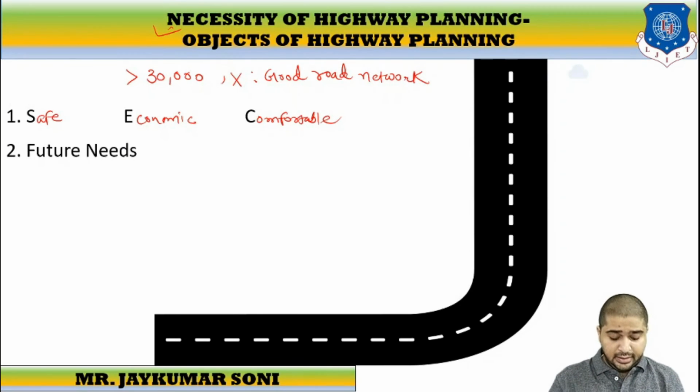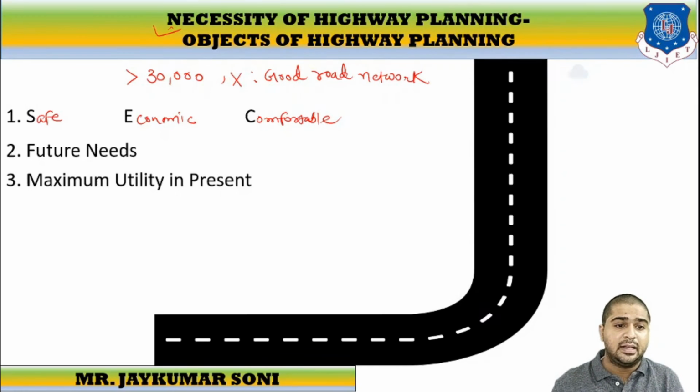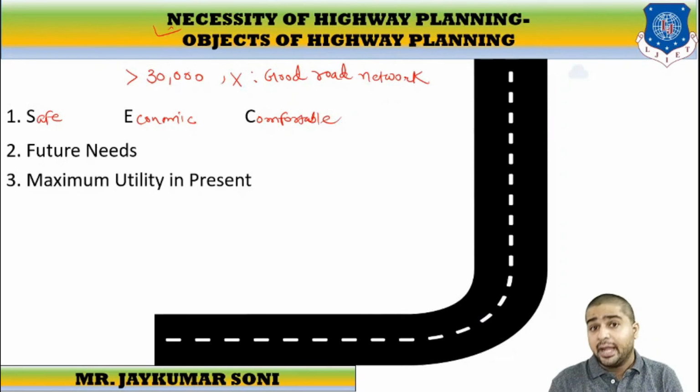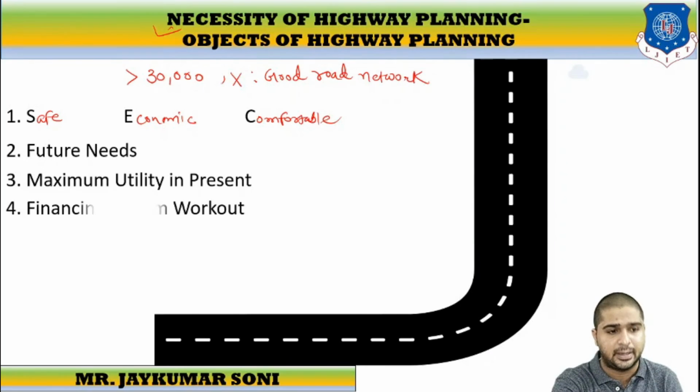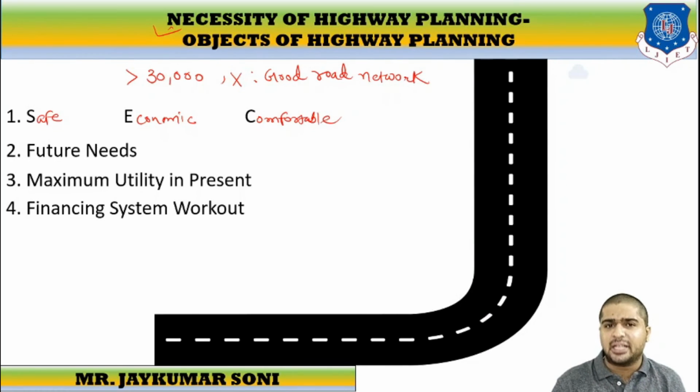Second is that the future needs should be anticipated. It means how many roads will be required in future should be anticipated. Then the third is that maximum utilization should be done once the highways are constructed. It should not be that the highways are constructed but not used properly. Then it should be planned in such a way that the financial system of the budget is worked out. The budget which is allocated should be properly used, not over budgeted, not under budgeted. It should meet the requirements properly.